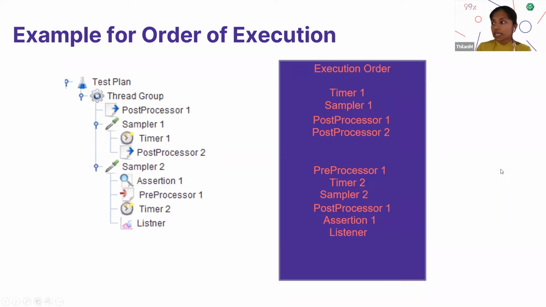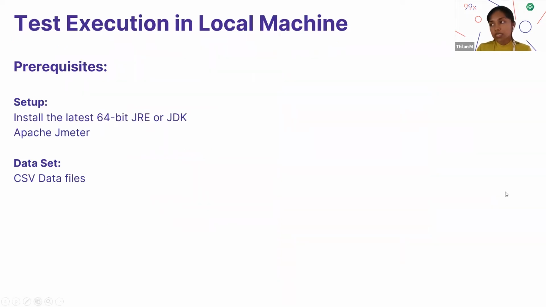Right, then let's see how we can execute a JMeter script on your local machine. Since our speakers explained these steps in detail in the last 2 days, I will just highlight the main points. Before running a JMeter script on your local machine, you have to install the latest JDK or JRE because Apache JMeter is a pure Java application. And of course, you have to download Apache JMeter. And if your test script is reading data from a CSV, you have to keep those files prepared as well. Right, then let's move to the demo.